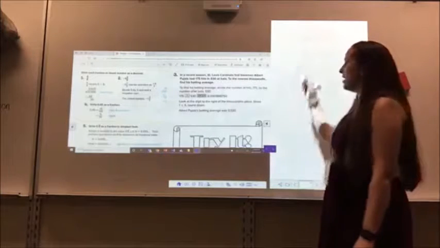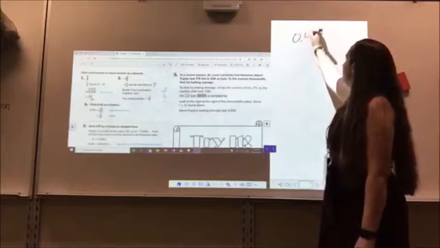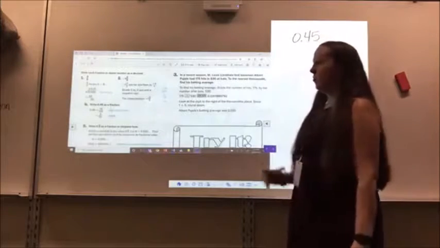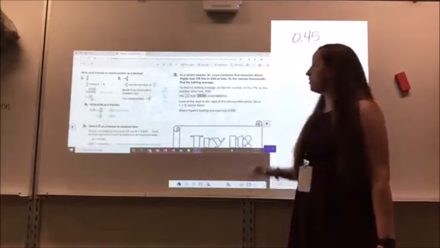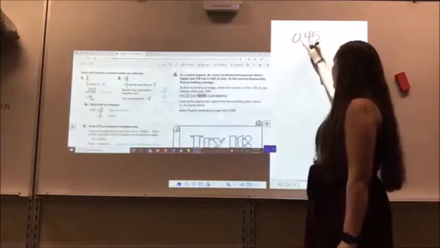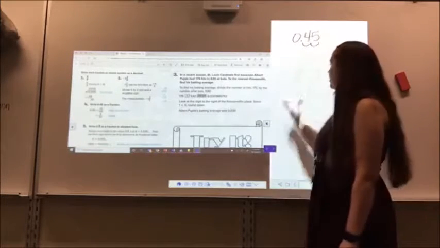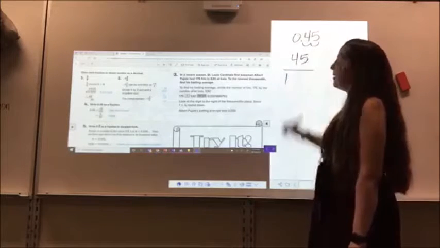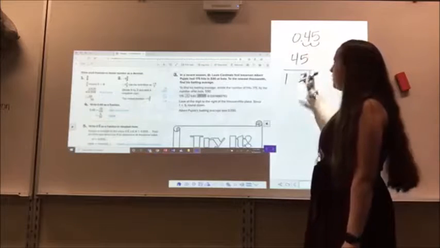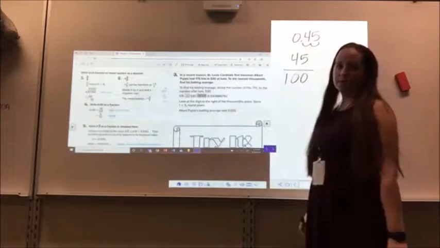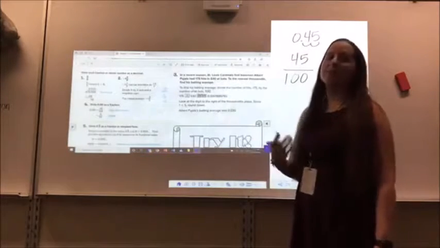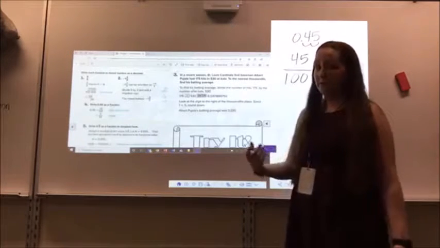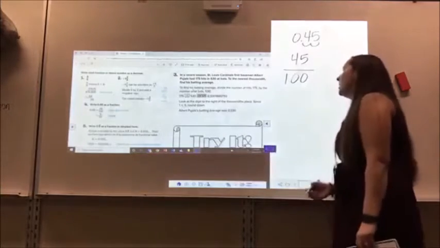Example 4 is write 0.45, or 45 hundredths, as a fraction. So, easiest thing to do to start with: I have 2 places behind the decimal. This is my number that goes on top, my numerator. I put 1 in front, and there were 2 places, so 2 zeros. Okay, that's also how we get the terms tenths, hundredths, thousandths, hundred thousandths. Okay, that THS at the end.